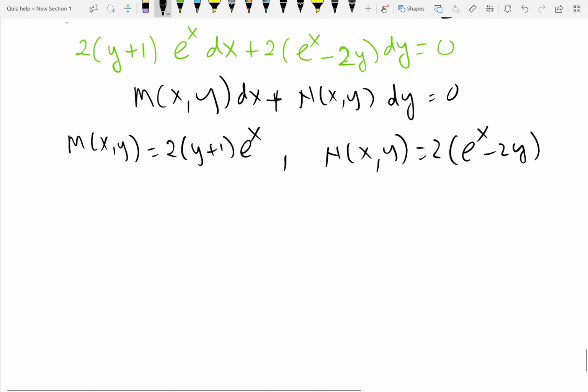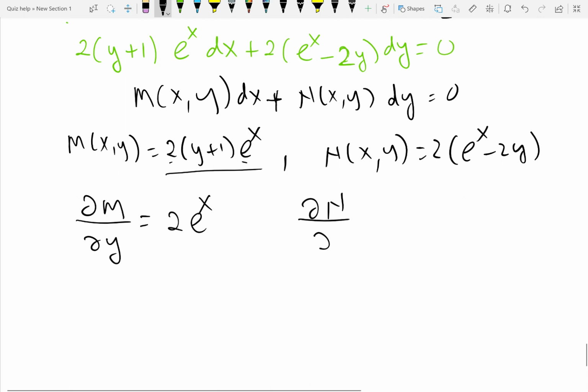To do the test for exactness, you differentiate M with respect to y partially. You assume x is a constant, so what you get is 2 times e to the x, because the derivative of y plus 1 is 1. Now the partial derivative of N with respect to x: here you have x, so it's 2 times e to the x, since the derivative of e to the x is e to the x, and the derivative of 2y is 0 because y is a constant. Now both of them are equal, right? So we pass the test of exactness.